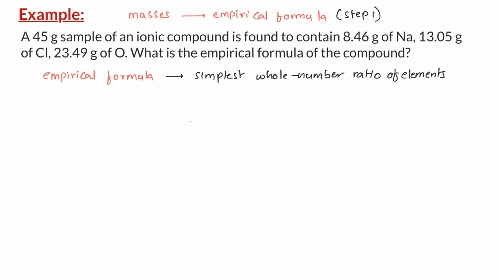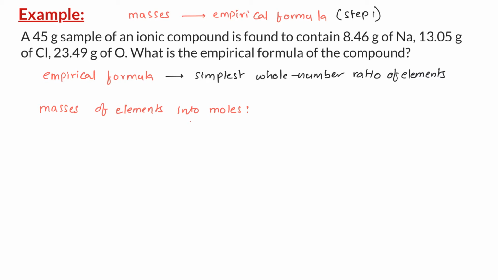To know the ratio of various atoms in this ionic compound, we need to know the number of moles of various atoms in this compound. Is there any way to determine the number of moles of each element given the mass of each element in grams? We have learned how to interconvert between the mass and the moles using the molar mass as the conversion factor. Let us now convert the masses of each element into moles of each element.